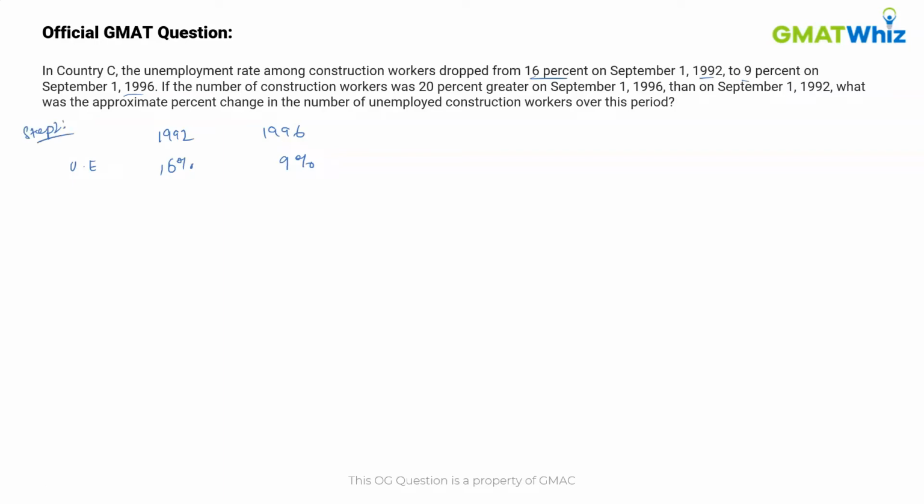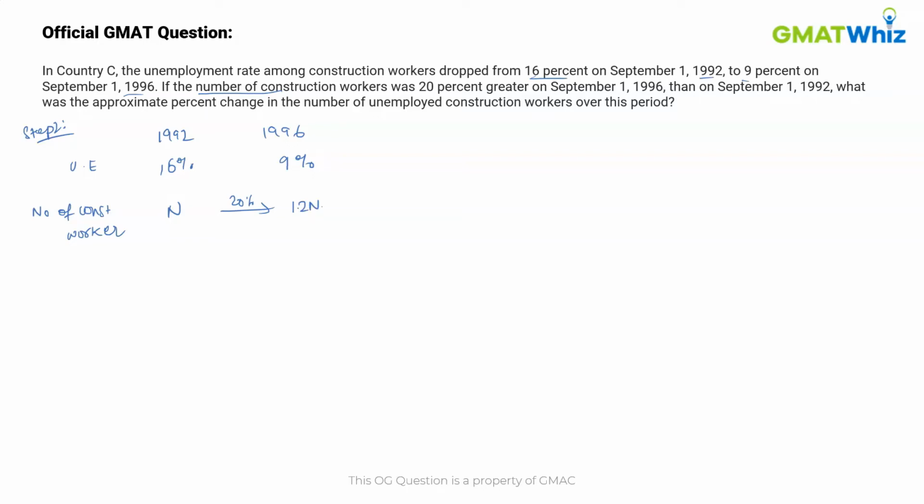Now, as you may have noticed, we are not given the number of construction workers, but we are given that it increased by 20% from 1992 to 1996. So, in such cases, we need to take a new variable. So, let the number of construction workers be n. Then, after an increase of 20%, the number of workers in the year 1996 will be 1.2n.